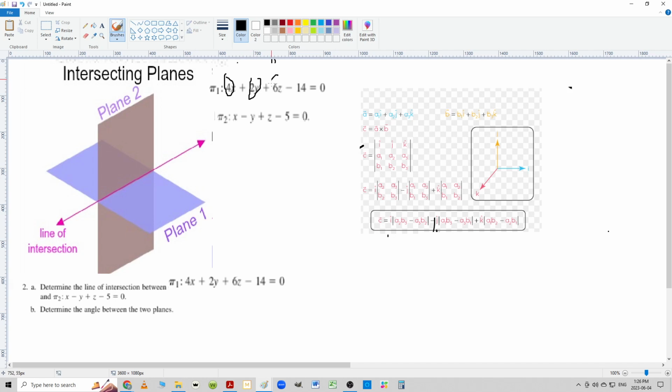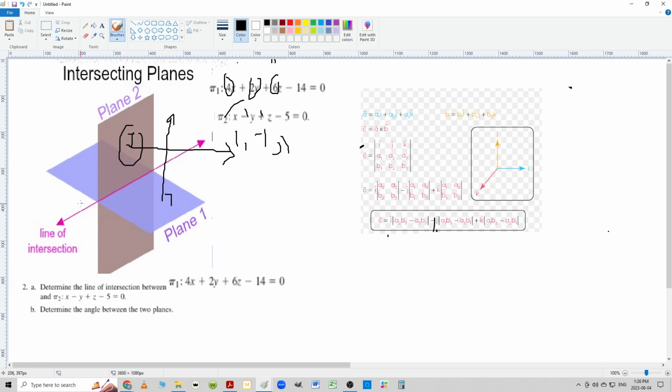4, 2, 6 is the normal for plane 1. And the normal is a directional vector that points perpendicular to the plane. And the normal for this one is right there. It's 1, minus 1, 1. For this plane, it's the coefficients in front of x, y, and z. So normal 2 is also perpendicular to the plane it comes from, the purple plane. They're both perpendicular to the planes.